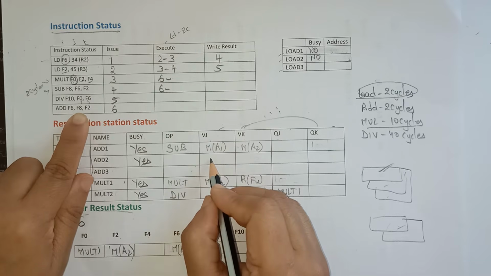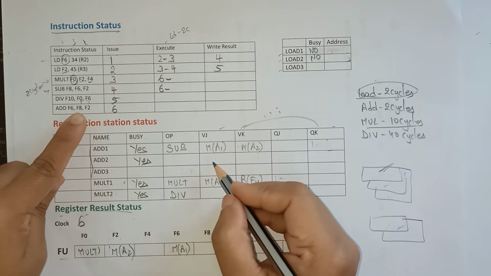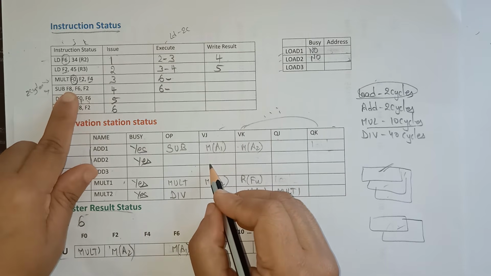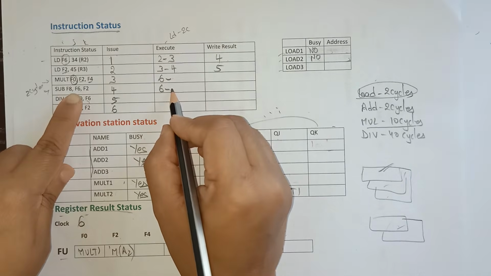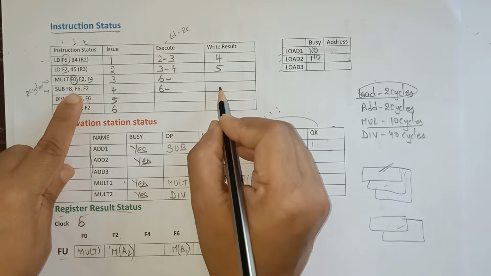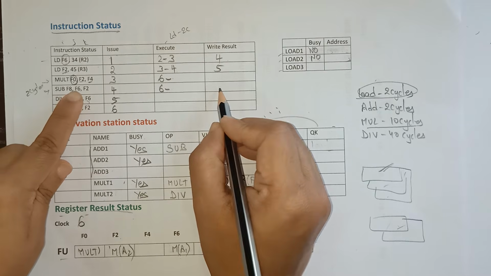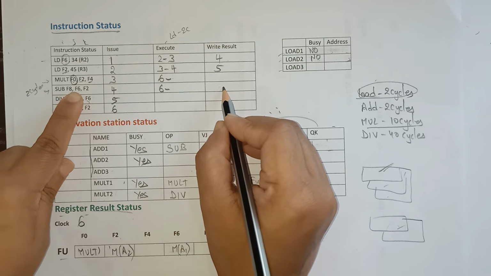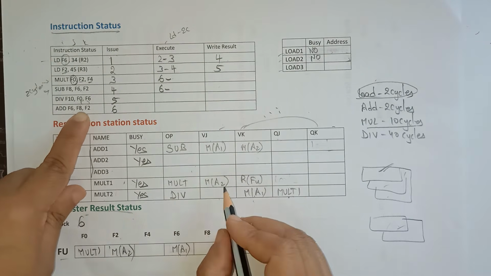Vj and Vk? F8 and F2. So F8 is not yet completed. F8 is in adder 1. It has not completed its execution and doesn't write the value. Whenever it writes the value, only then can you use this F8. But it has not completed its execution and doesn't return the value. So this F8 is holding adder 1.